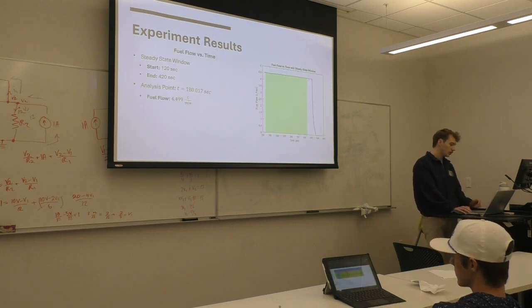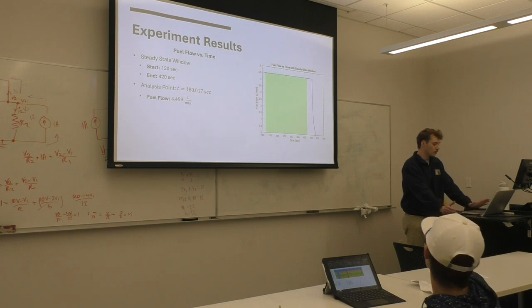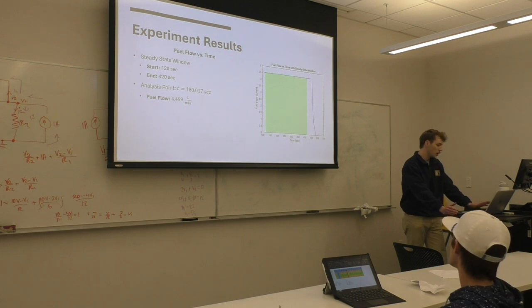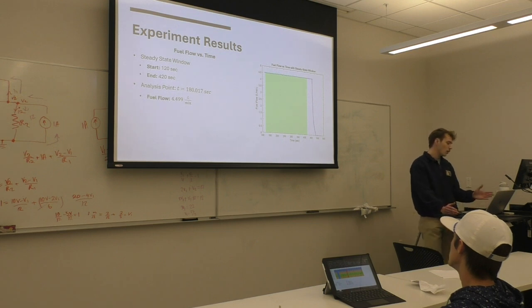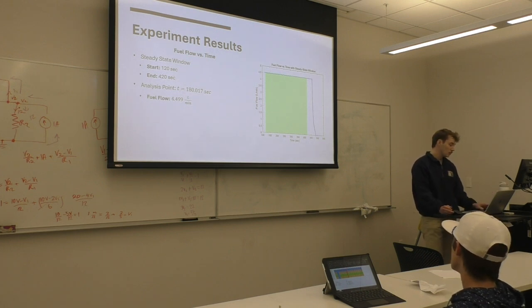Moving on to our experiment results. First up was our fuel flow versus time. See the plot on the right, there's a big green square there. That's just a visual of our steady state window. I keep the steady state window the same for all of our plots, starting at 2 minutes to 7 minutes. I was also required to find an analysis point, which would be the basis of the constant time of where I'm finding each respective value.